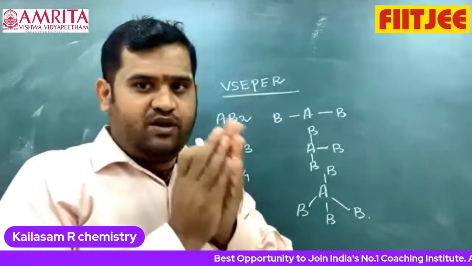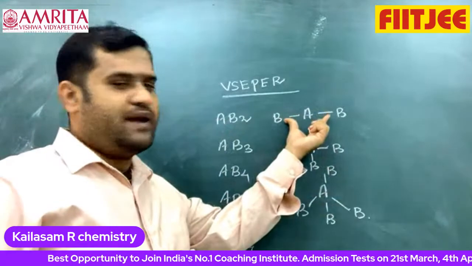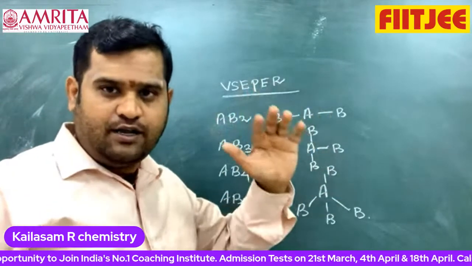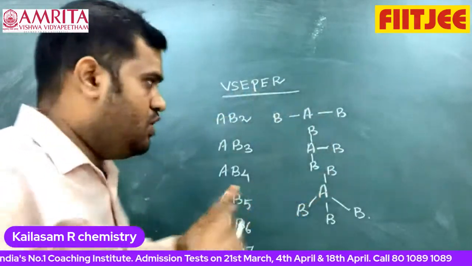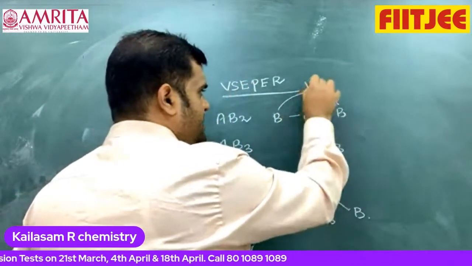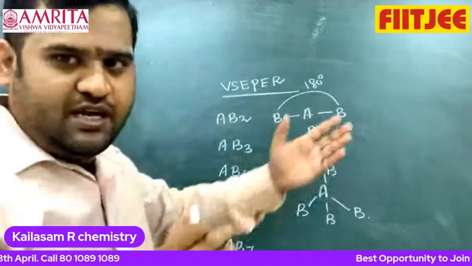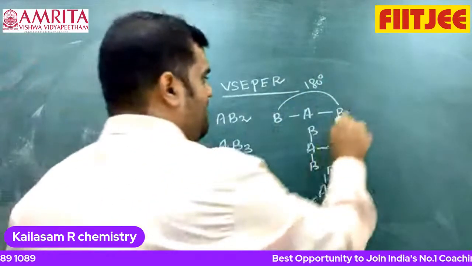So now we will go one by one. First I am taking this example. This is the central atom. How many electron pairs? Two electron pairs are there. All electron pairs are bond pairs. So what is the bond angle? The B-A-B bond angle is 180 degrees. That means the shape of this molecule is called linear.